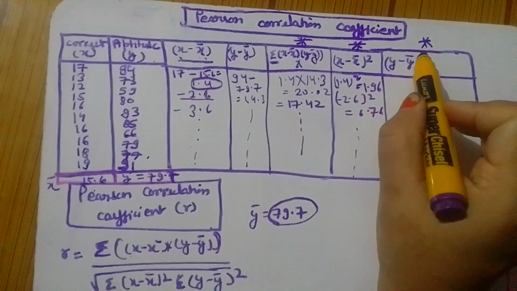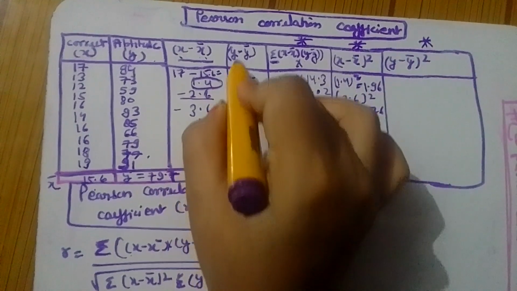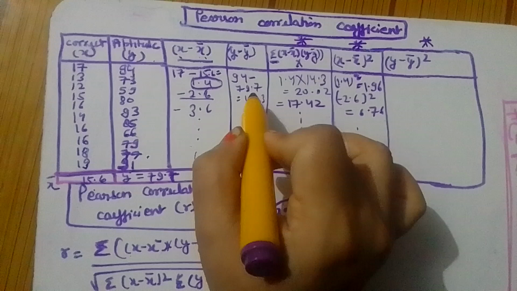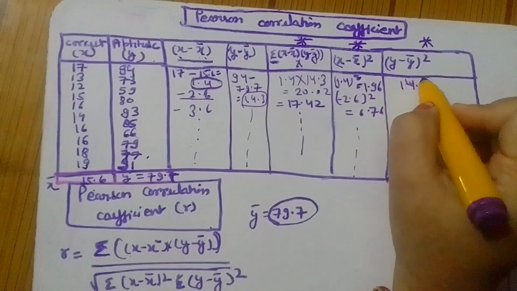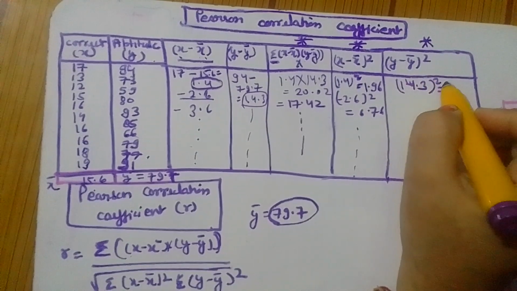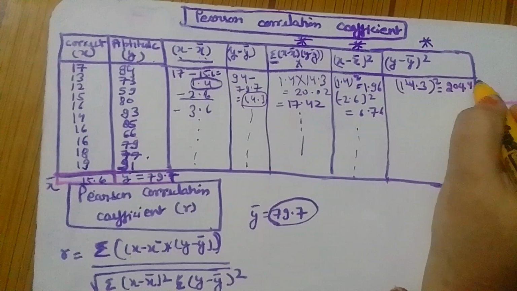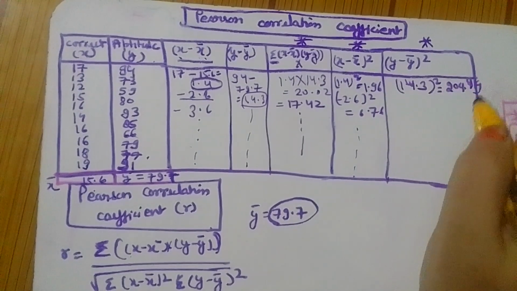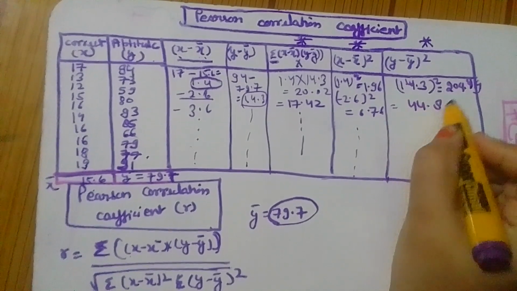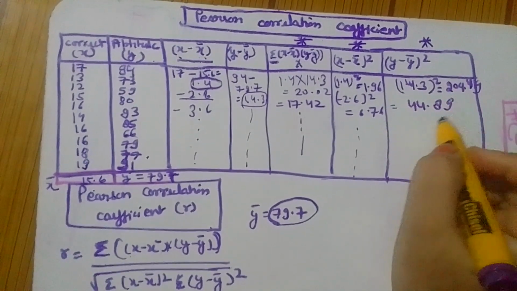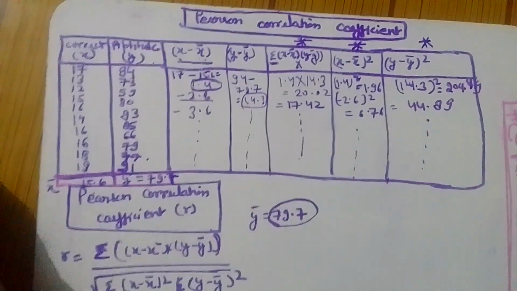How much is y minus y bar whole square? Here y minus y bar is 14.3. So we will do 14.3 whole square. How much would it come? It would come 204.49. Fine. And the same way the last one would come 44.89. And likewise we will do the same thing again.